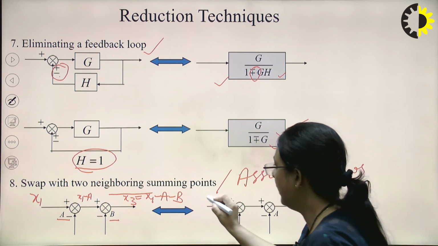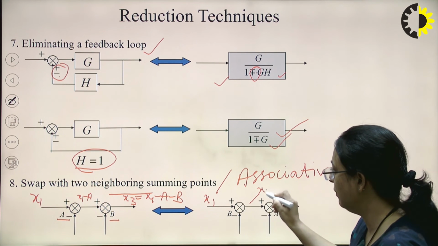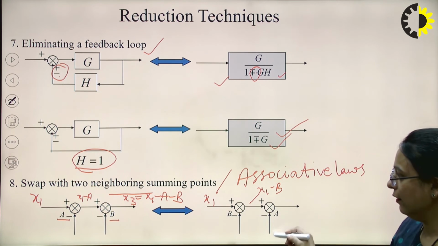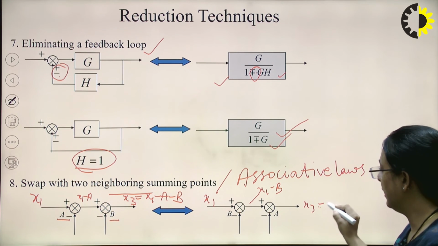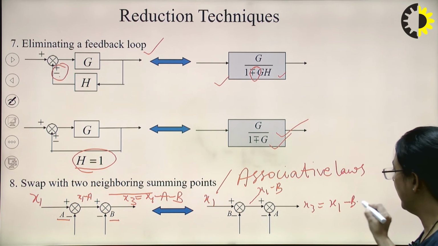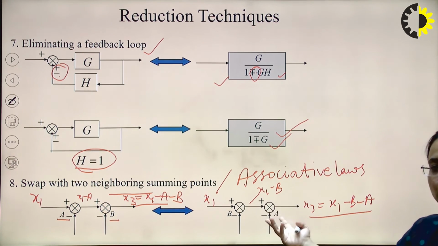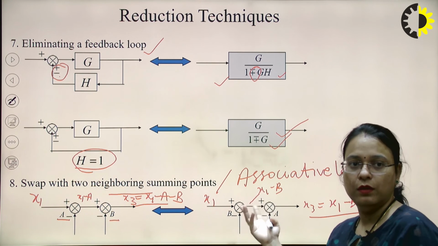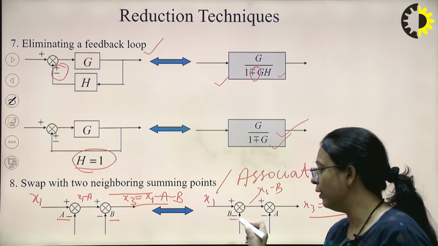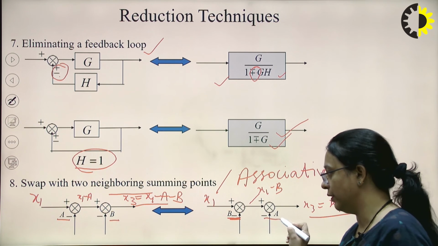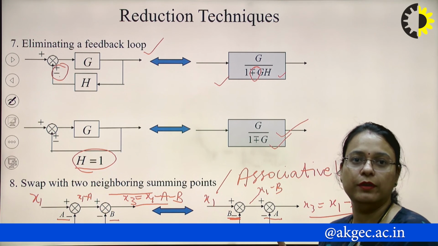Now here again x1 is the input, we get x1 minus b here, and then another minus a. When we come here, x3 will be x1 minus b minus a. See, there is no change in the output when I have swapped these two summing points. But keep in mind that we have to swap along with the polarities of the input signals. Don't forget to change the polarities of the two input signals.